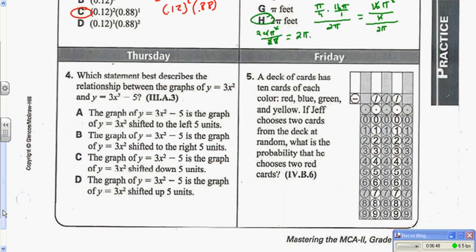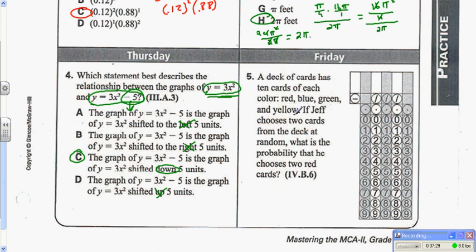Number 4, which statement best describes the relationship between y equals 3x squared and y equals 3x squared minus 5? Now we've had a question like this in the past. Notice that they are very similar except for this piece right here. And what that does is it translates a graph. It would translate this function 5 units down. So this one's left, that's not right. This one's right, that one's not correct. And here's down, that's the one we want. And up is not right.